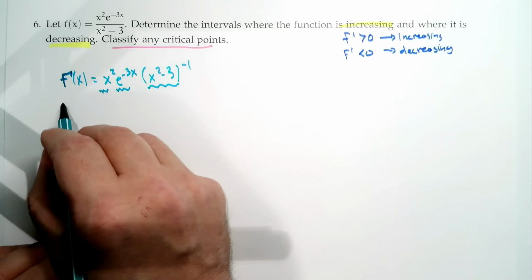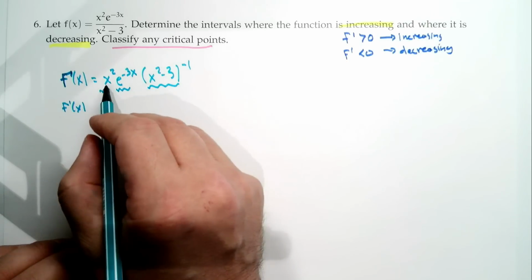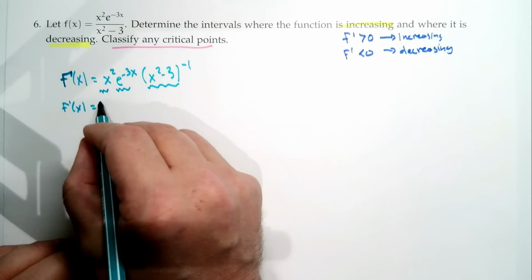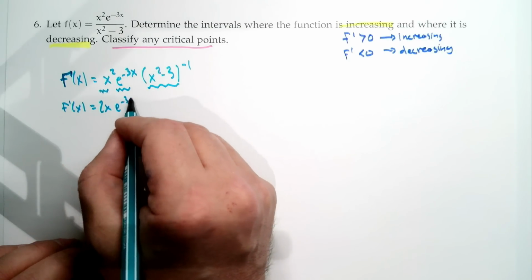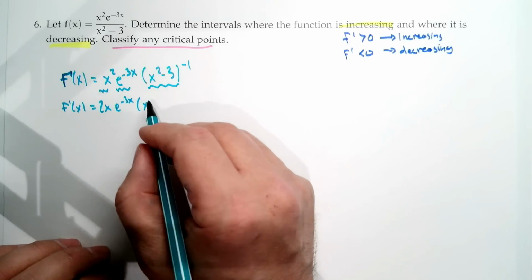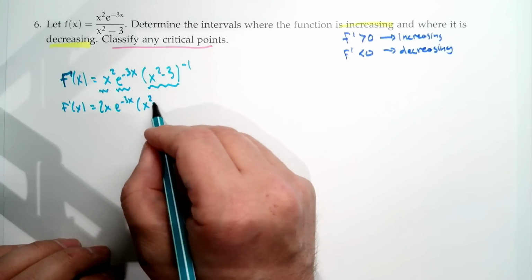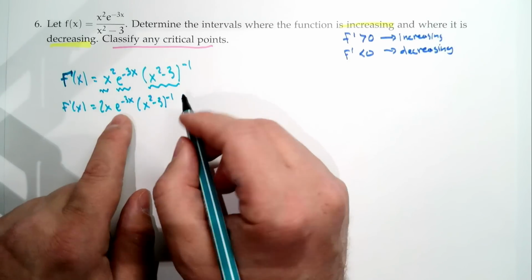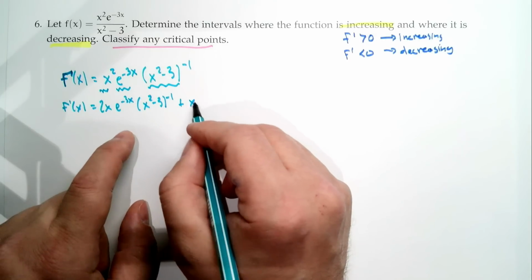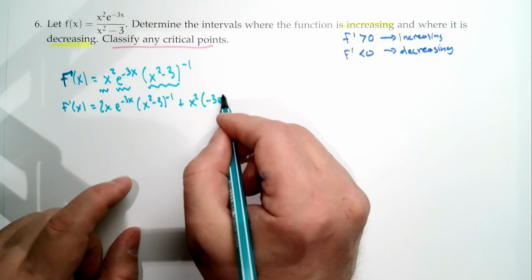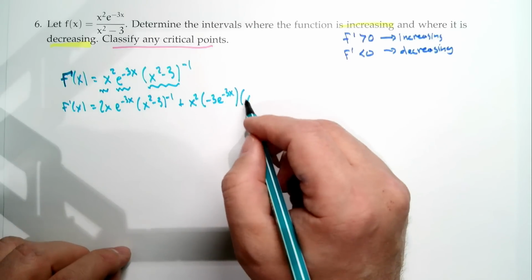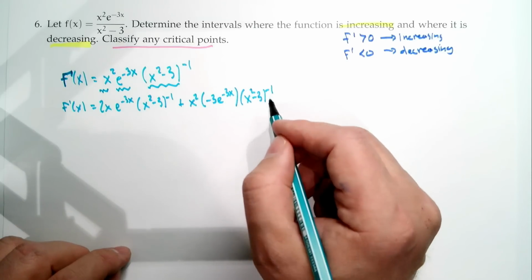So what is f prime of x? Well, you say the first one gets its turn. So 2x, the other 2 stay as they currently are. e to negative 3x, x squared minus 3 to negative 1. Now, the middle one gets its turn. So that would be negative 3 e to negative 3x times x squared minus 3 to negative 1.